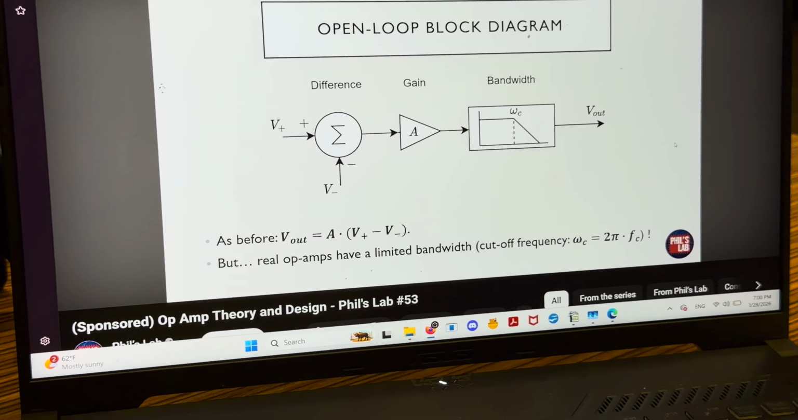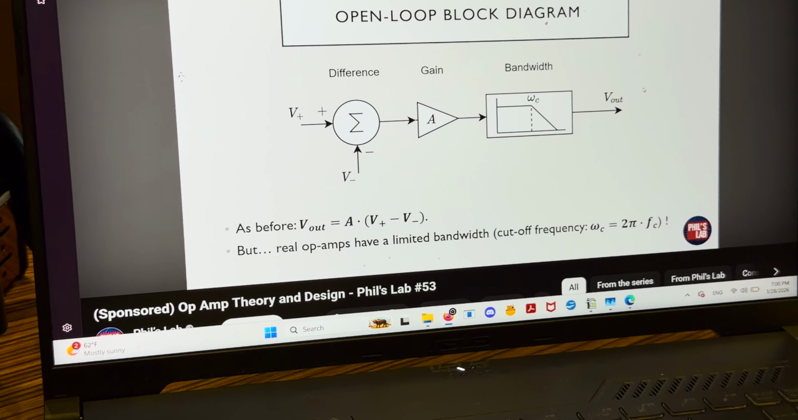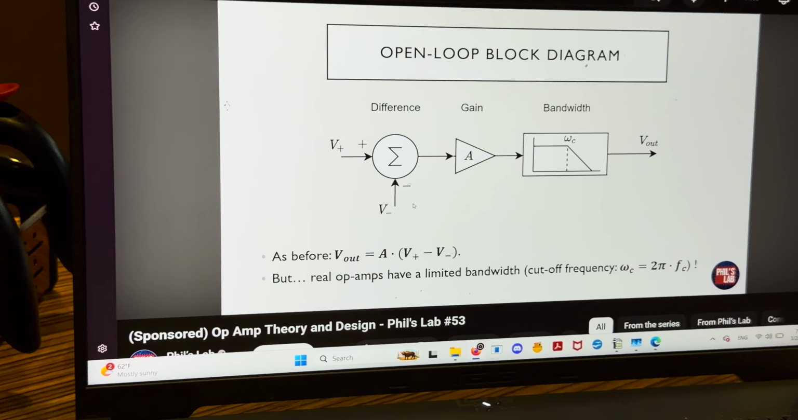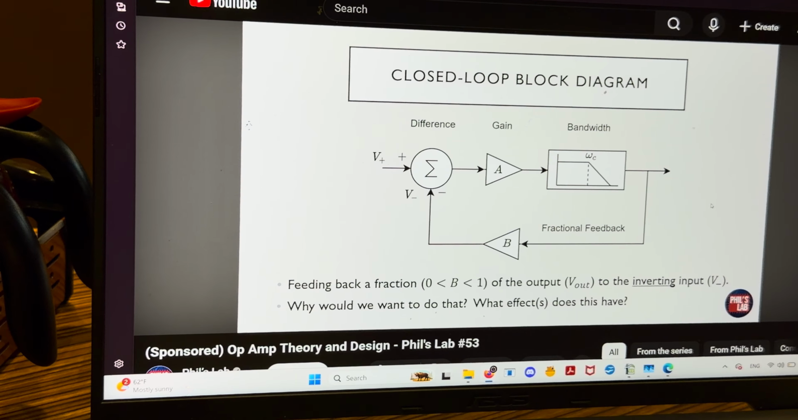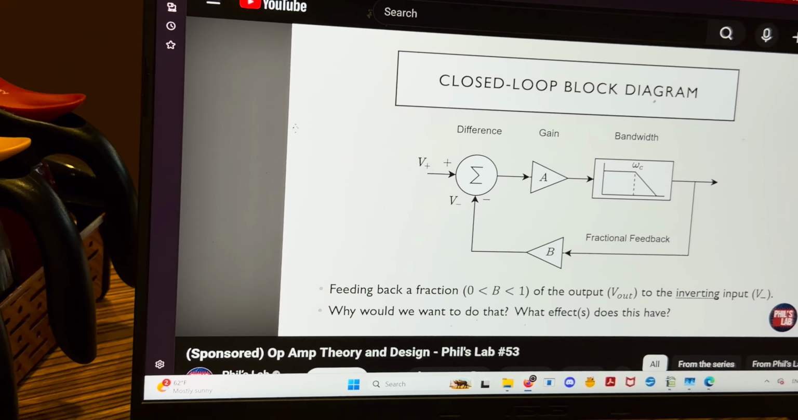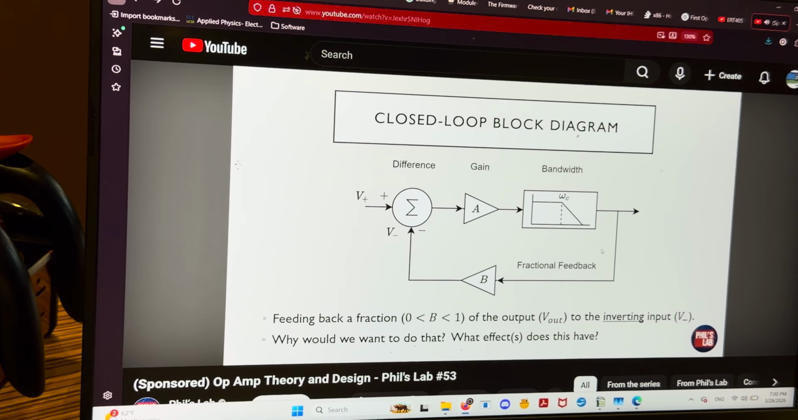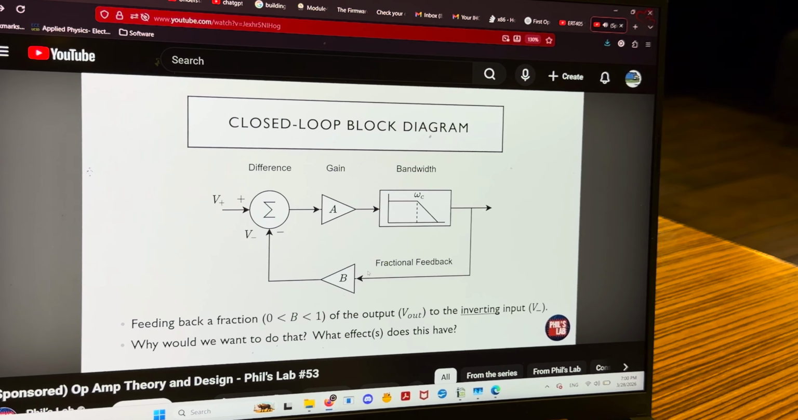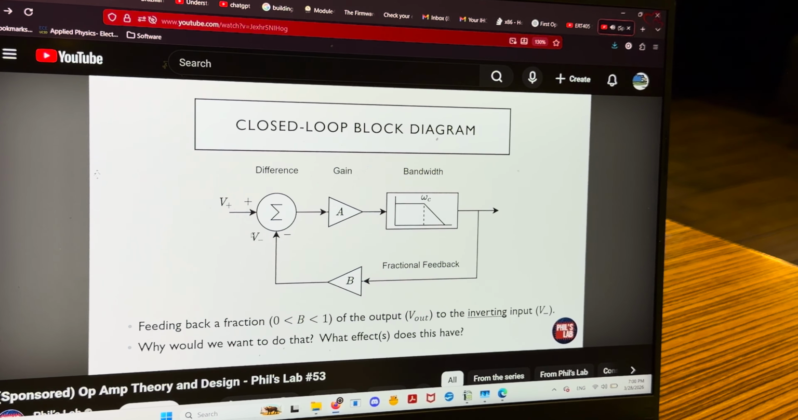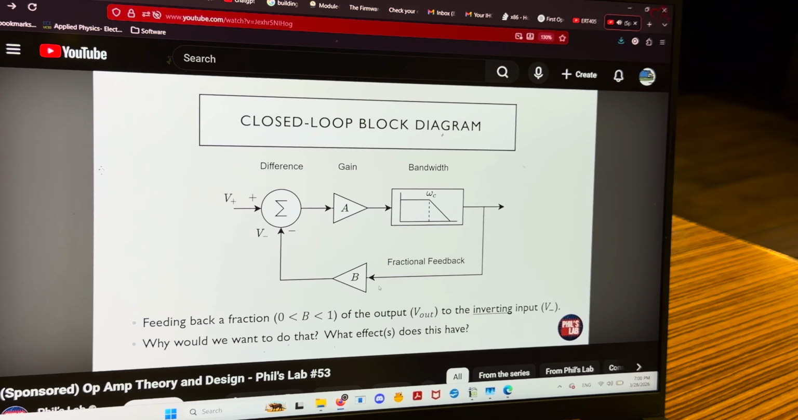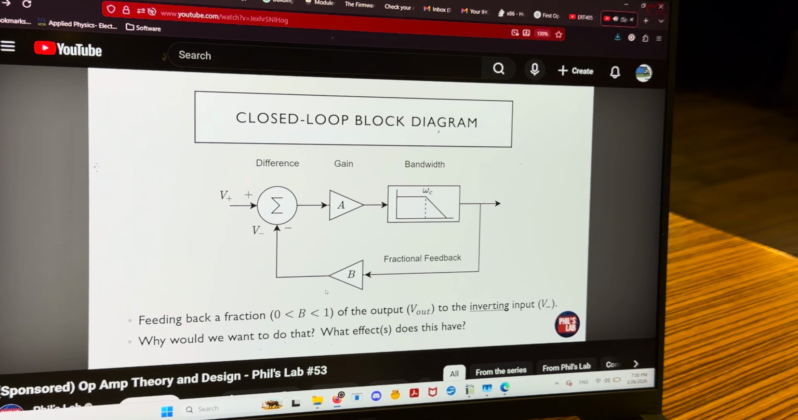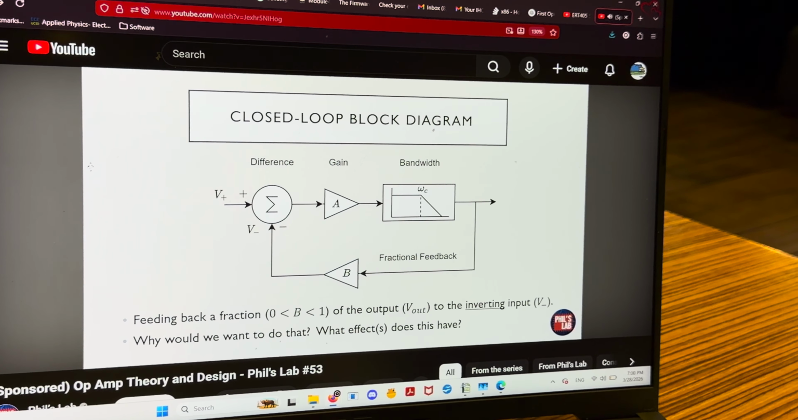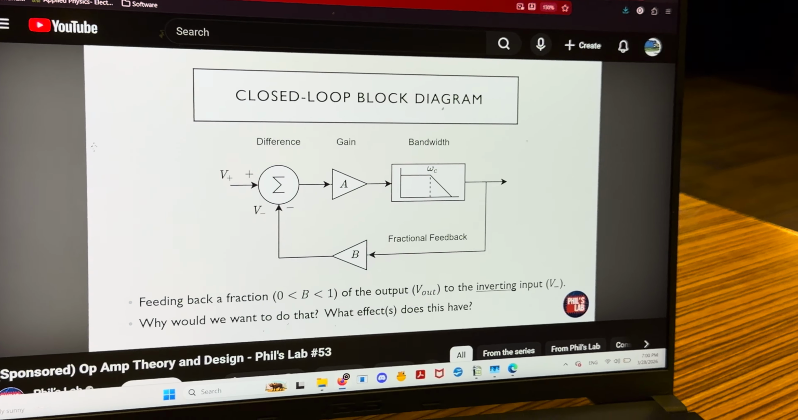Now, as I said before, we would like to feed some part of the output back to this inverting input. And this is what we then typically call a closed loop system. We have closed this feedback loop. The way we do that is feeding back a fraction of the output, scaling it via this constant B, and then feeding it to the inverting input. B typically is a fraction between 0 and 1. The question is now, why would we want to do that, and what effects does this have? To do so, we require a tiny bit of maths, but don't worry, this isn't too complicated.